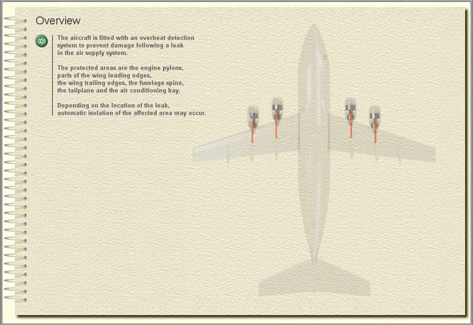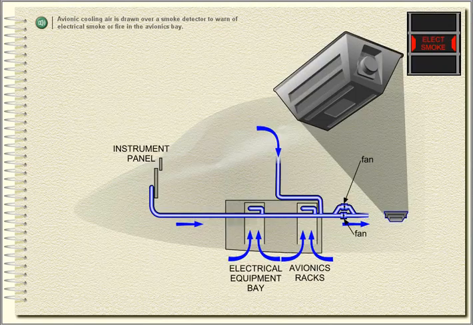Overview. The aircraft is fitted with an overheat detection system to prevent damage following a leak in the air supply system. The protected areas are the engine pylons, parts of the wing leading edges, the wing trailing edges, the fuselage spine, the tailplane, and the air conditioning bay. Depending on the location of the leak, automatic isolation of the affected area may occur.